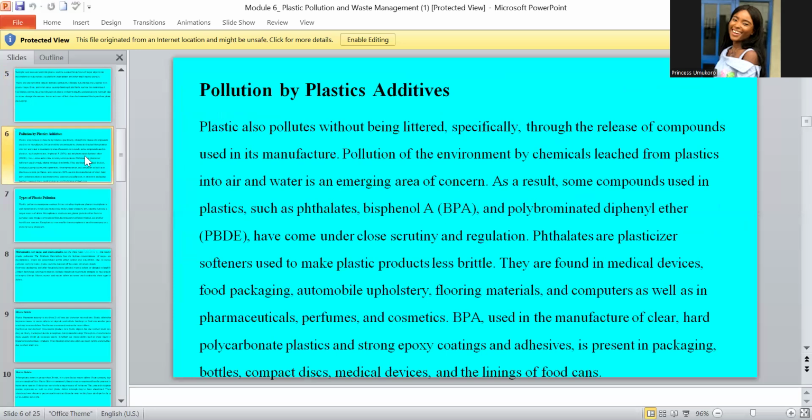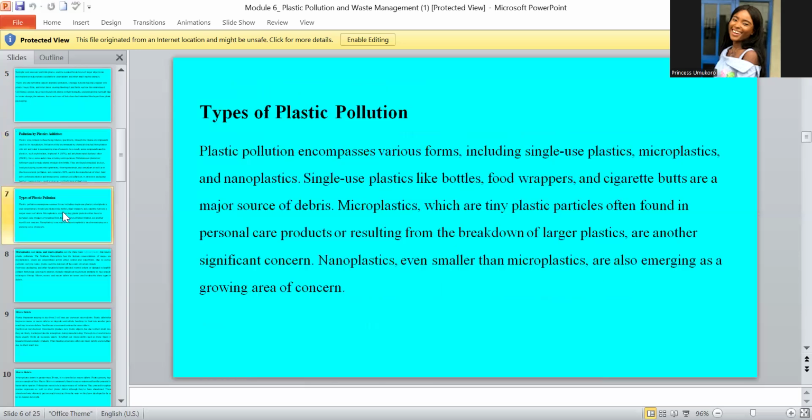Plastic also pollutes without being littered, specifically through the release of compounds used in its manufacture. Pollution of the environment by chemicals released from plastic into air and water is an emerging area of concern. As a result, some compounds used in plastics, such as phthalates, bisphenol, and polybrominated diphenyl, have come under close scrutiny and regulation. Let's look at the types of plastic pollution.